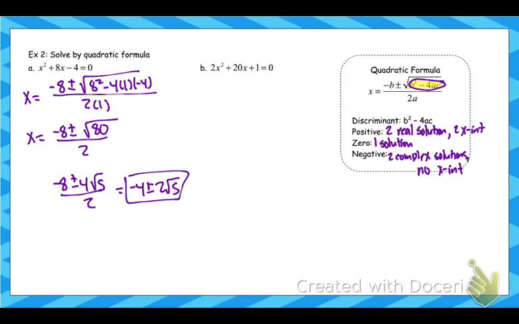All right, let's try this next one. Again, if you feel comfortable, pause the video, try it on your own. So b squared minus 4ac all over 2a. So this becomes -20 plus or minus the square root of, that's going to be 400 minus 8. So 400 minus 8, that's going to be 392.